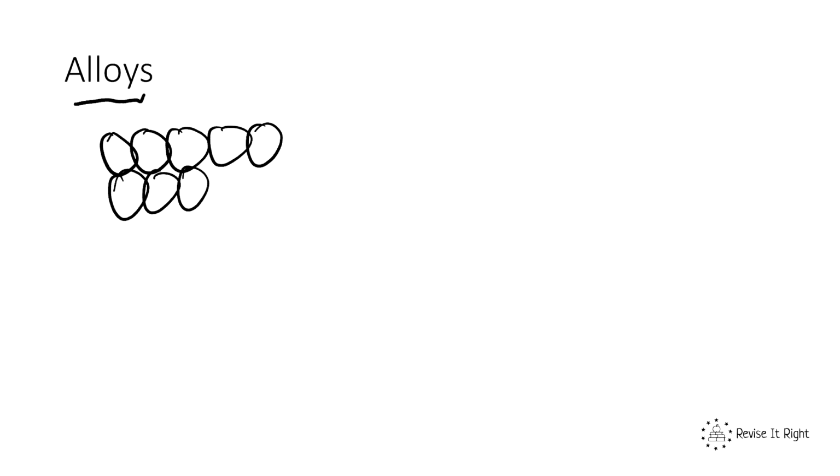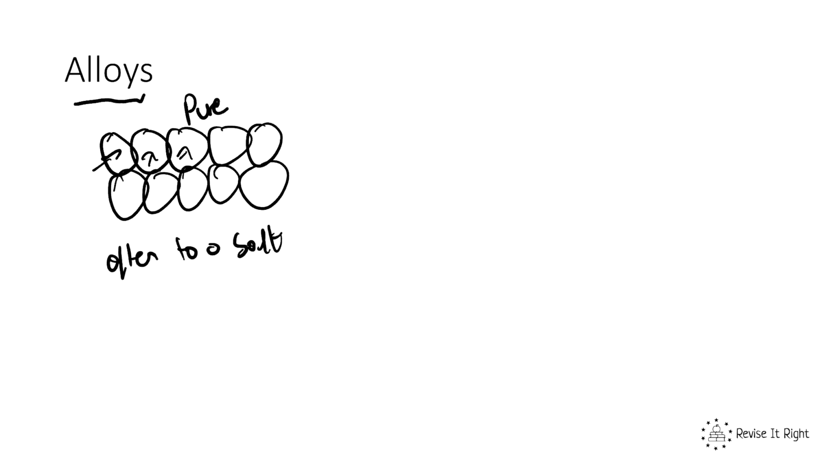Now we're just going to look at alloys. Pure metals often aren't quite right for certain jobs. What we mean by a pure metal is a metal that contains only one type of atom. So for example, if we look at pure gold, it would only contain gold atoms.